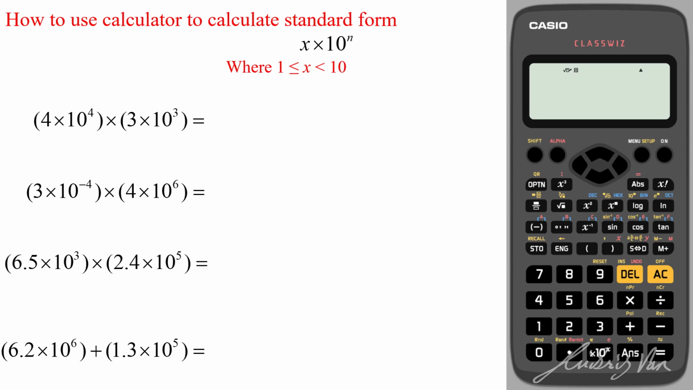And we can just use our calculator to calculate it. So how do we do this? There's two ways. I will show you both, but I will just use the second way because it will look more normal on your calculator.